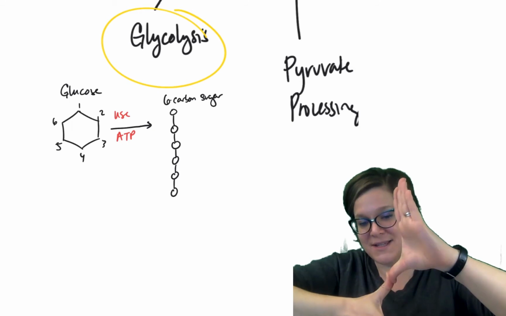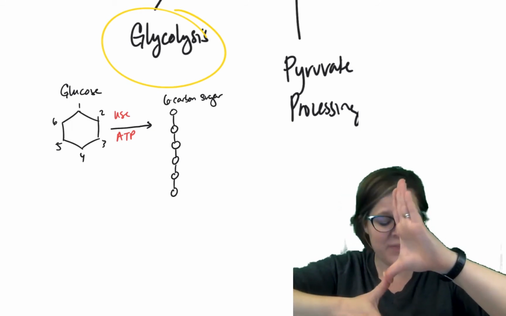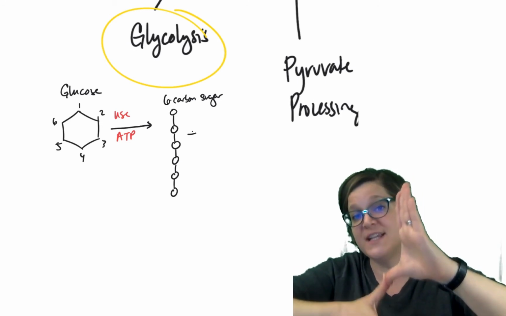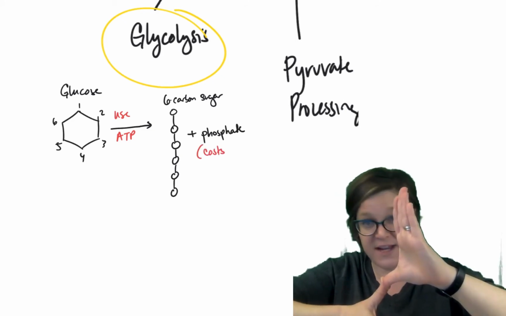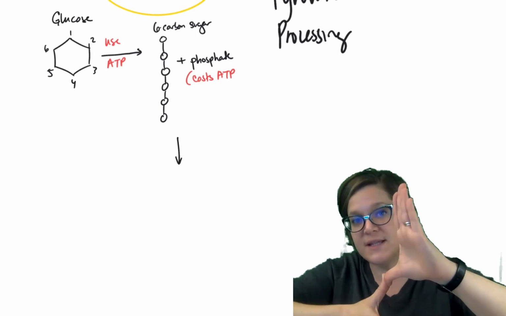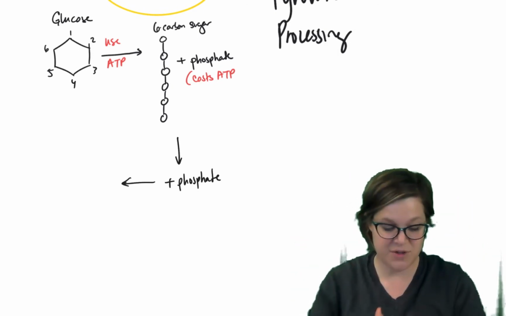The next step is that we take an isomer of it. We just make it look a little different. After that, we add a phosphate. The addition of that phosphate takes ATP. Then we add another phosphate. The second phosphate makes it really unstable. Once it's unstable, guess what happens? It can break into 2 3-carbon sugars.